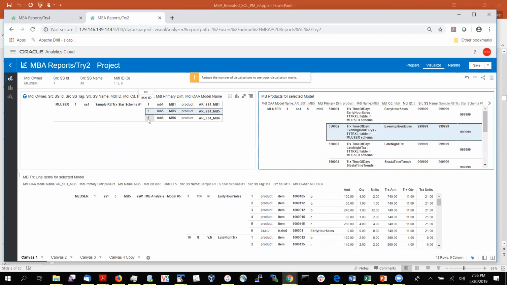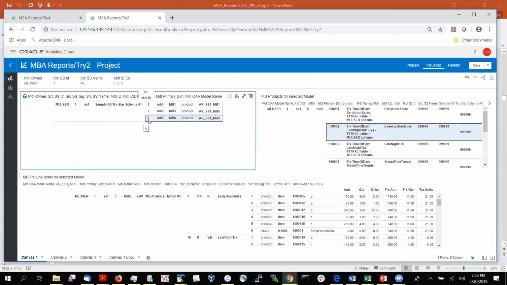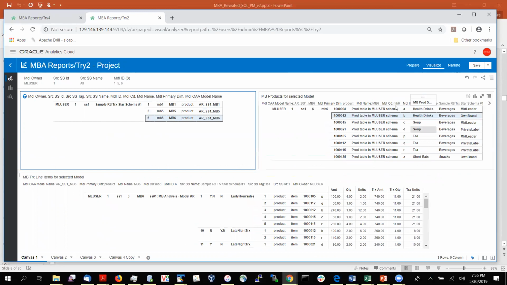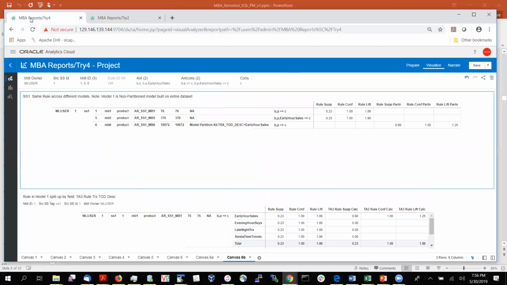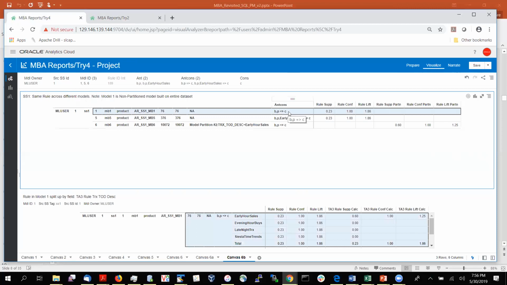Okay, and then I'll show you a different example of the same, which is model number 6, which is again just the default transaction data set, but this happens to be a partition data model. So in this case, I'm creating what are called partition-based market basket analysis using the time of day as an example, as the partitioning column. I'll just switch over. I would end up getting rules of this type. So for example, for the model ID 1, I would get BP implies C as one of the example rules.